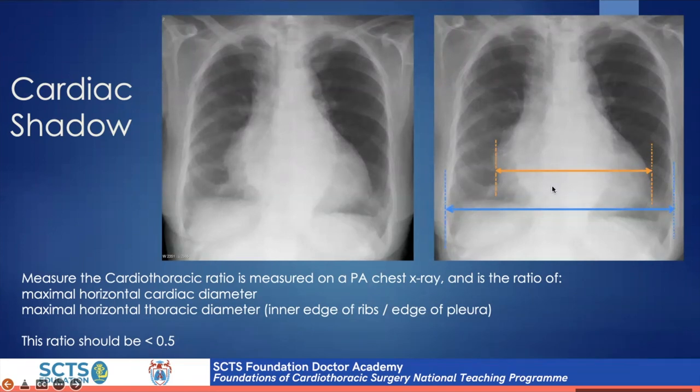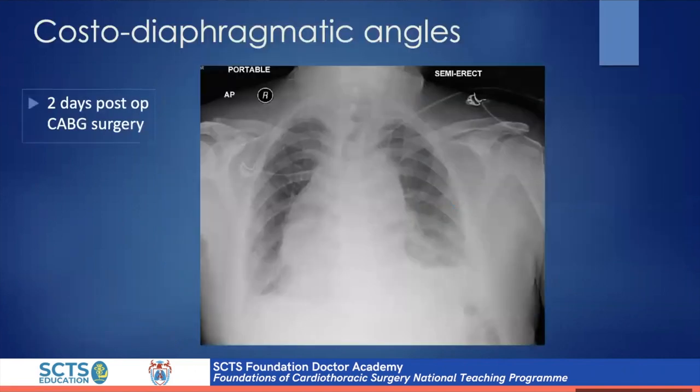So when you describe an enlarged cardiac shadow, you won't be able to describe if it's actually cardiomegaly, but you may be able to describe that there is an enlarged cardiac shadow, because you don't know what that could be. It could be fluid in the pericardium, it could be an enlarged actual cardiac muscle. So it's important that we need further imaging.